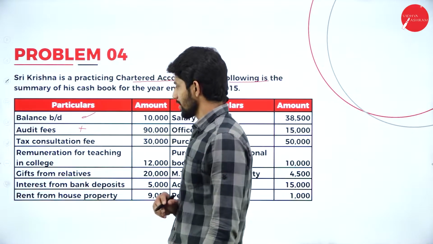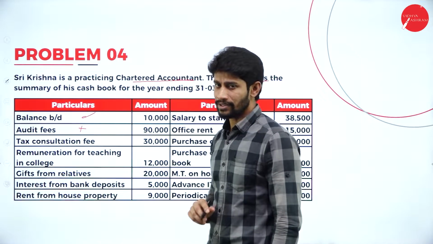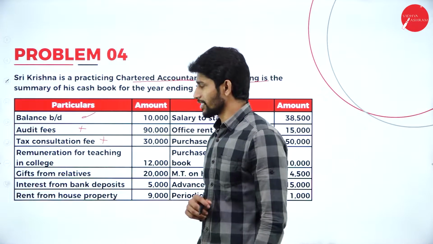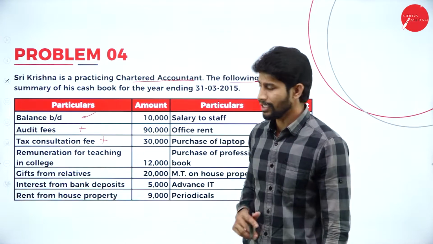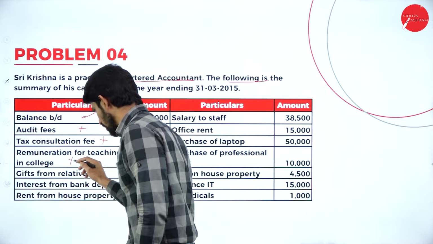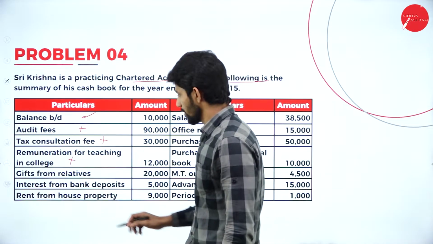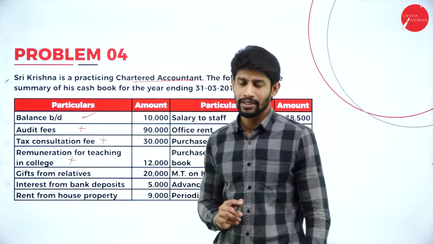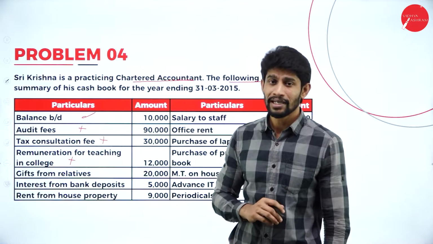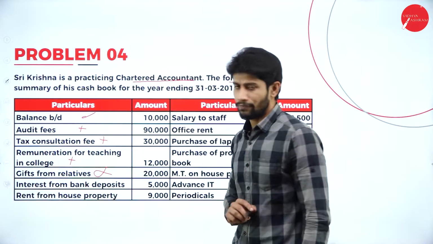Okay. So audit fees, yes, it's a professional income. Next, tax consultation fees. Yes, as he is a CA, he collected some consultation fees. So it is also a professional income. Remuneration for teaching in college. Yes, as he is a CA, he can go and teach in any institution. So if he is earning any remuneration, that will also be considered professional income for chartered accountants. Gift from relatives. See, gift from clients is going to be a professional income, but gift from relatives is not a professional income. So this will not come under profession.